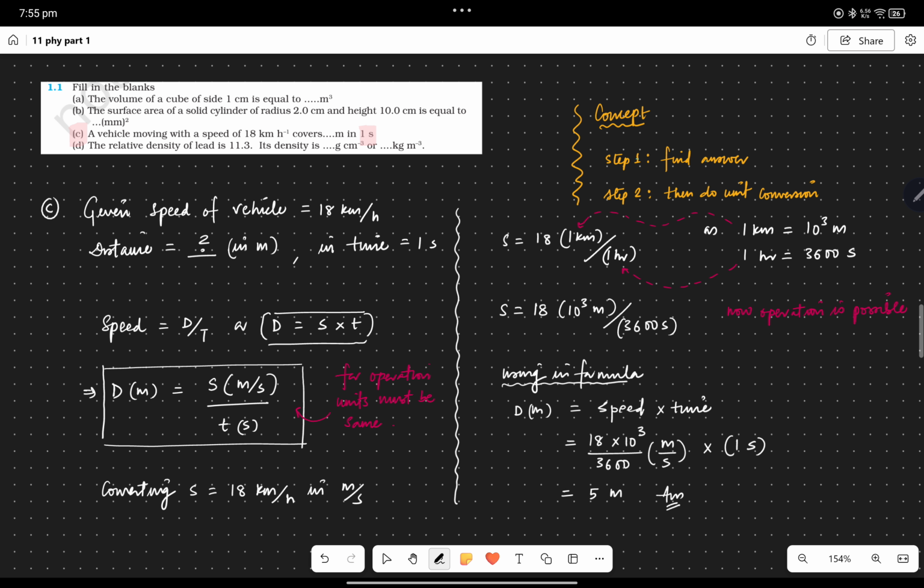But the main thing we have to focus on is the unit conversions, right? So first of all, one thing you have to remember: always put the values for operation in the same unit, and second thing, the unit conversion. Two things you have to remember, right?